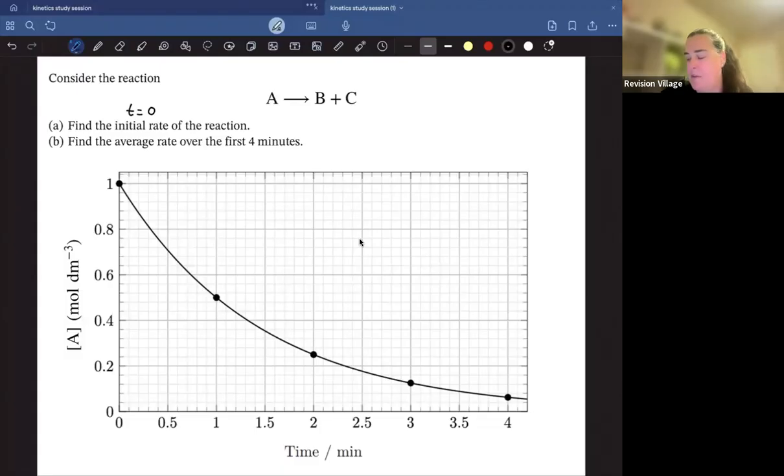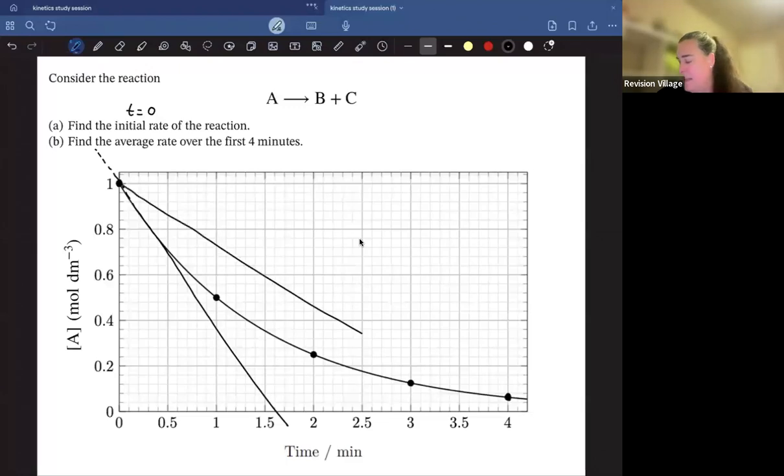To do that, we're going to draw a tangent to this curve at time equals 0, and we're going to find the slope of that line to the best of our ability. I did it on the next page, so I didn't have to dazzle you with my graphing skills quite yet. If we wanted to find the average rate over the first 4 minutes, we would take the point at 0, take the point at 4, connect them with a nice secant line, and take the slope of this line.